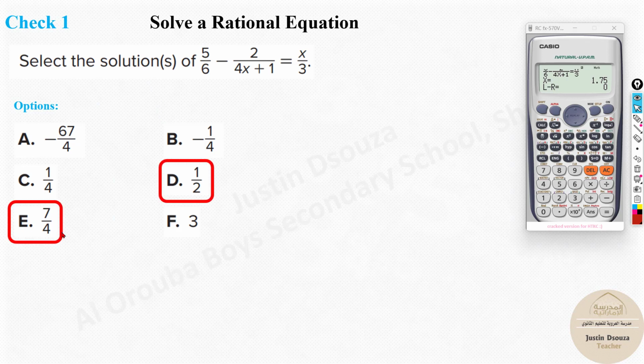I'll just show the answers. These are the two answers here: half and 7 by 4. There is no way your calculator will tell you both the answers. See, only one answer is available. Now, how do you do this? First, I will tell you the written method and then I will go to the calculator method.